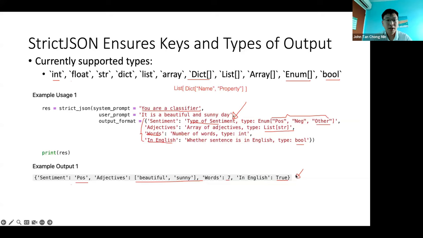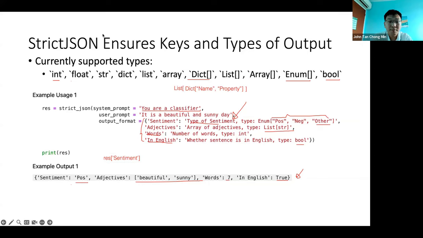Okay, it's by right a JSON string, but it's mapped into a Python dictionary for you. So you can just do, for example, if you want the sentiment, you can just type res sentiment and so on. Then you can straight away get the sentiment out, which is positive. Okay, Julio, you raised your hand.